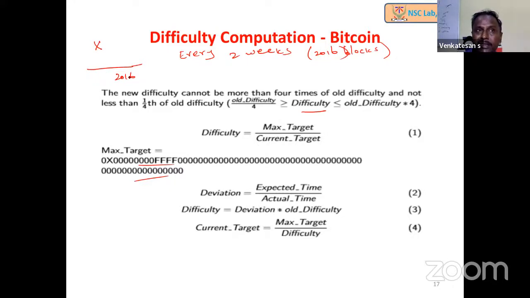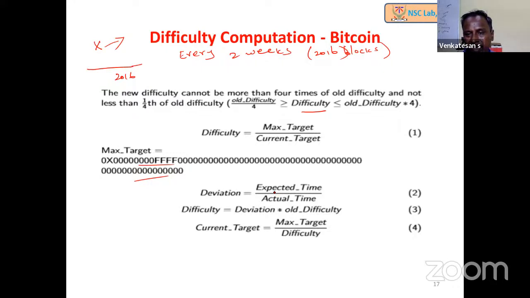Let's say it is done in 1 week, because it will be after the 2016 blocks, and it is done in a very short time. Then what will happen is the difficulty will be increased, because they find that the problem is simple to solve. So we have to increase the difficulty so that we maintain 2016 blocks in 2 weeks. That means 10 minutes per block. If it is not possible to mine that many blocks, then reduce the difficulty, otherwise increase the difficulty. So we can see this equation.